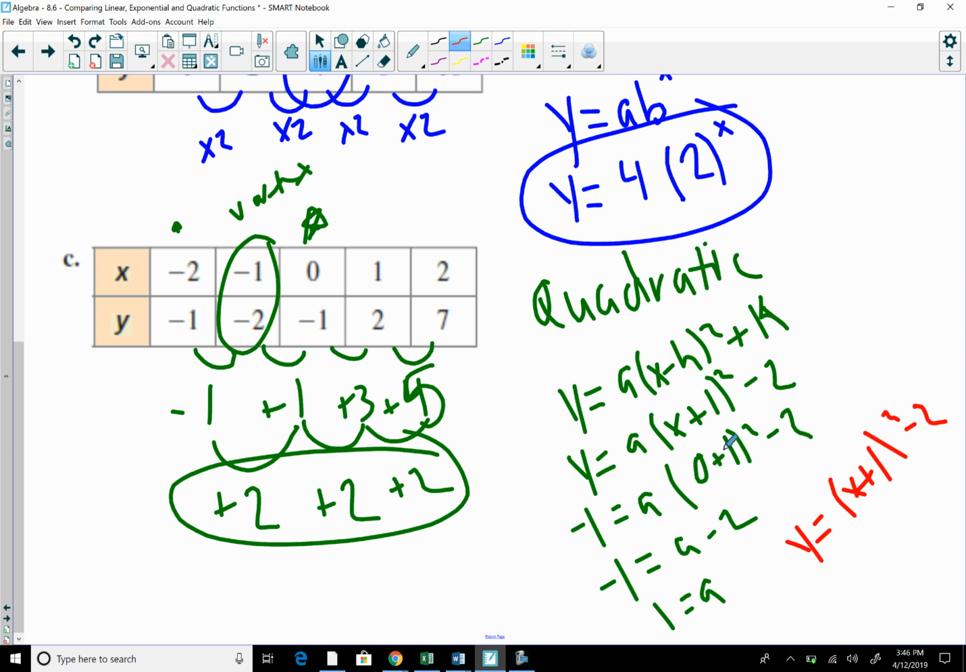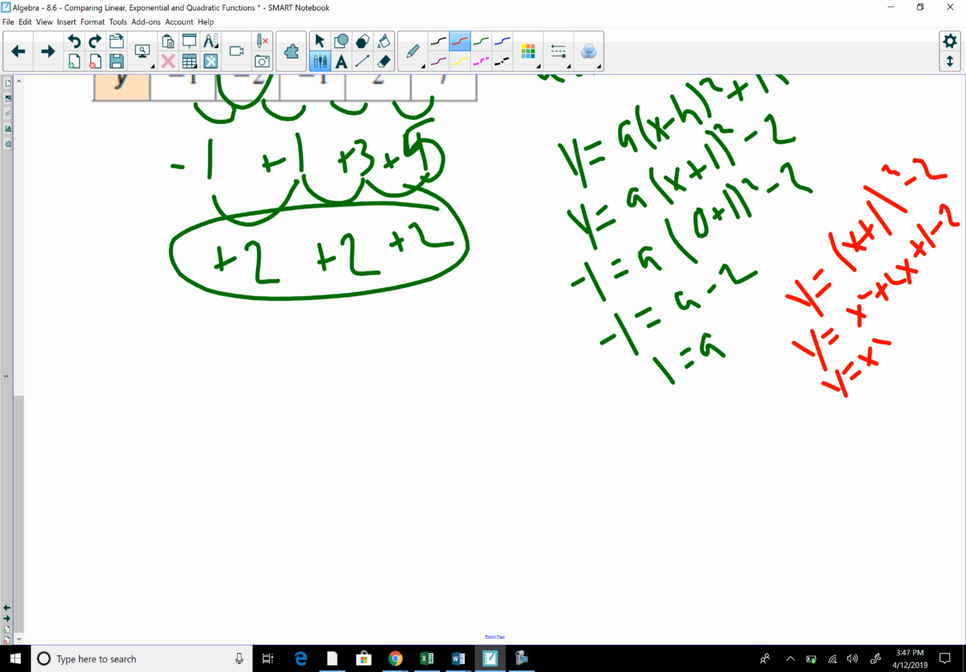Wait a second. Except did I just do that wrong? Oh, I see what I did. I didn't do anything wrong, but what they might ask you for is to put it in standard form. So if you take this from the form that it's in, x plus 1 squared, that'll turn out to be x squared plus 2x plus 1, and then that'll be minus 2. So then that would be y equals x squared plus 2x minus 1.